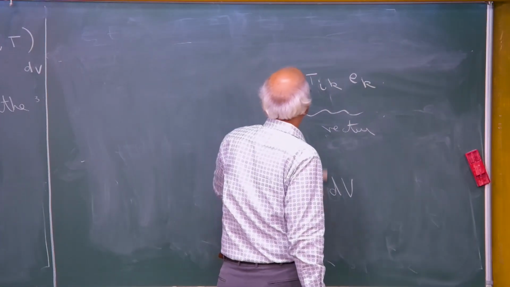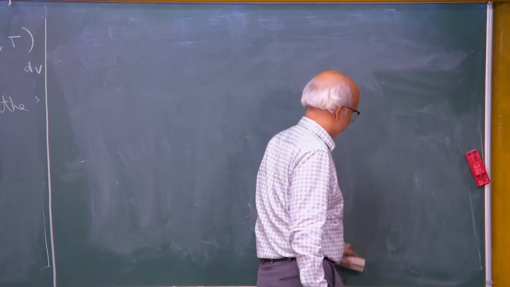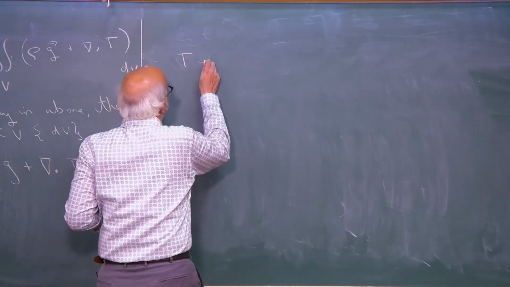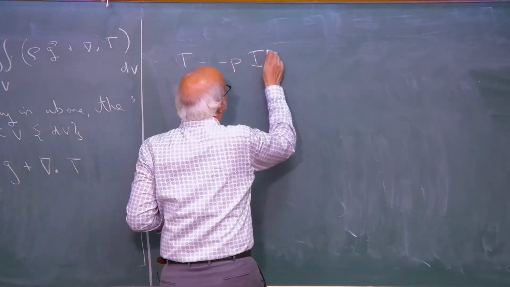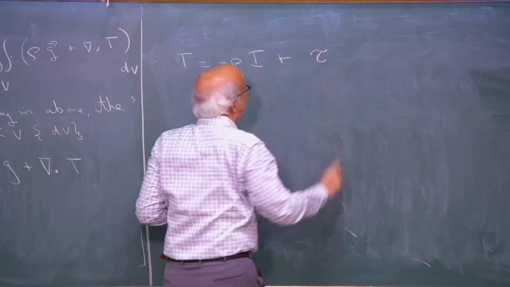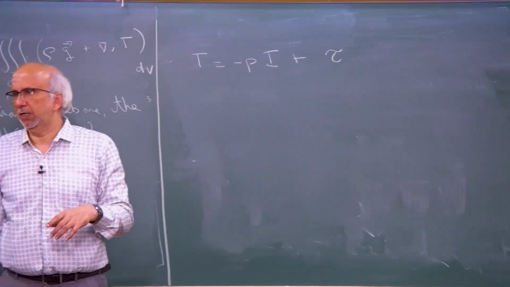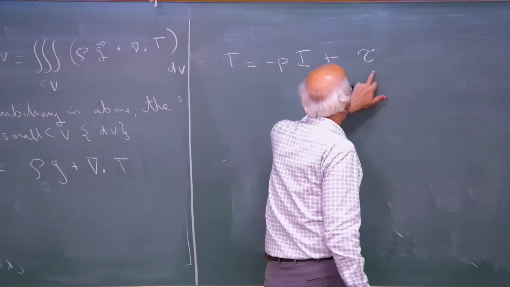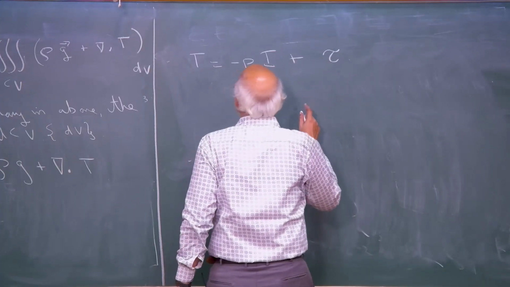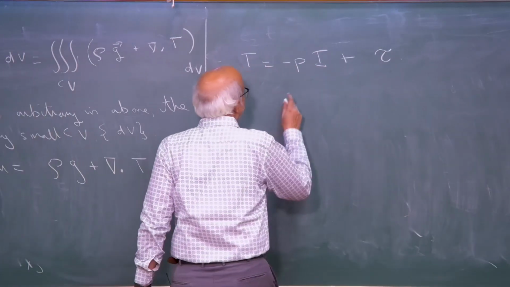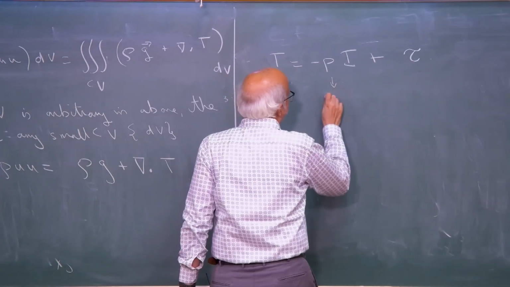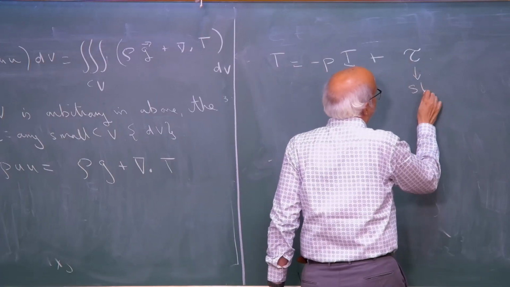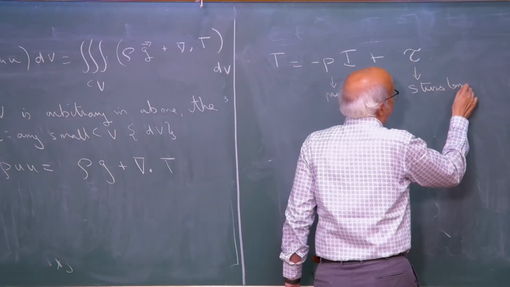Now, the T is written as minus P I plus tau. P is the pressure and tau is the stress tensor. This is a tensor. Remember, this is a tensor. This is also a tensor. So, when I substitute this, the T is written as this. This is the pressure, and this is the stress tensor.